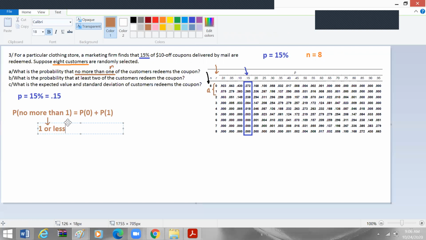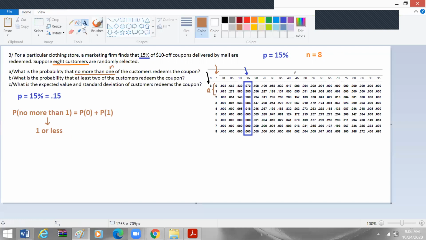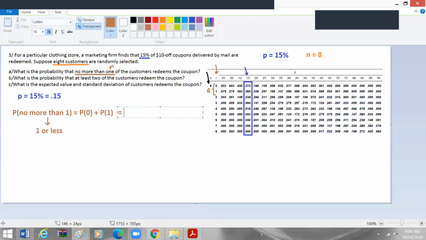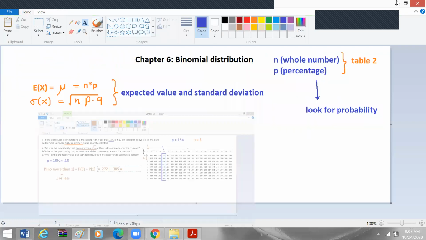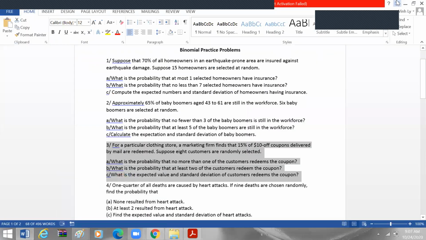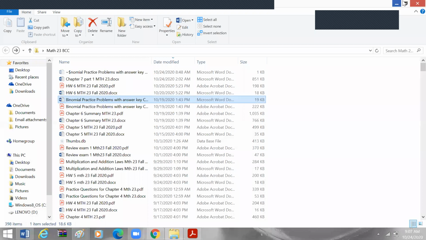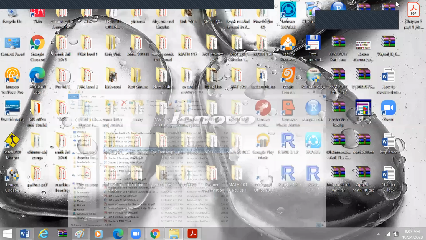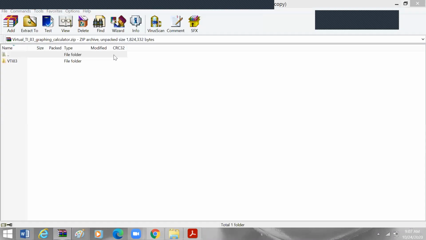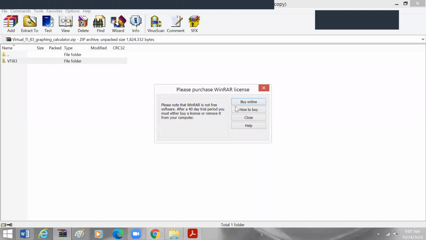So we're going to use the chart to do the questions. The chart is going to give us the values, which are 0.272 plus 0.385, correct? And should we do it by hand? No, we should not do every single calculation by hand, because we have a fantastic calculator. Do we agree?